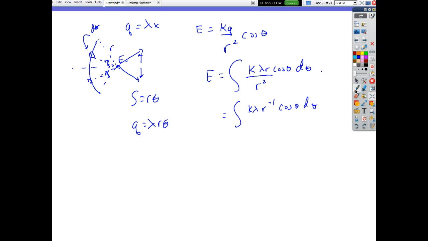Okay, so cosine theta, where are we going to start our integral? Negative pi over 3, and we're going to integrate to pi over 3. Oh, no, I'm wrong. We don't have to learn anything new, because we just had to do an integral. These are all constants, right? So they go in front. So K lambda over R, integral from negative pi over 3 to pi over 3 of cosine theta d theta.